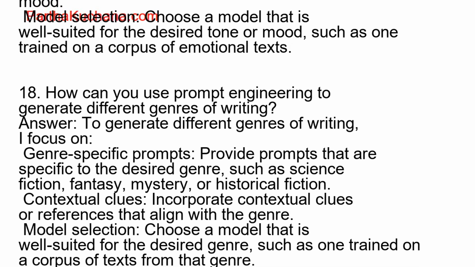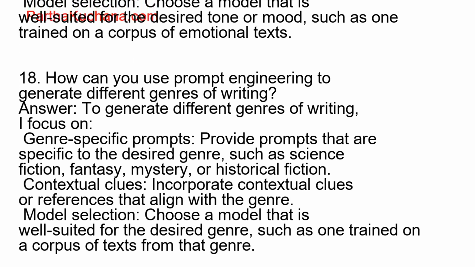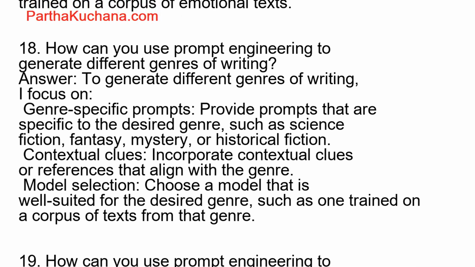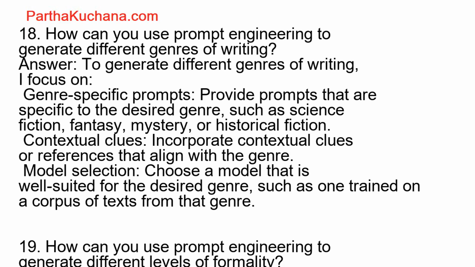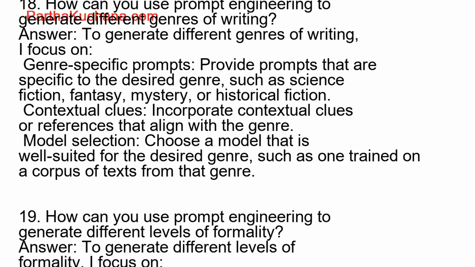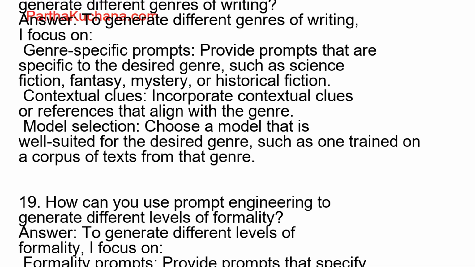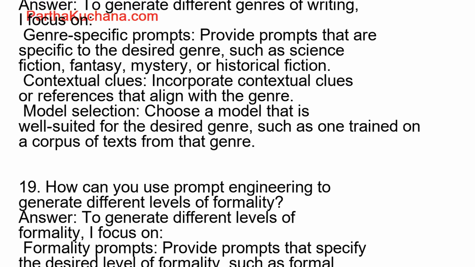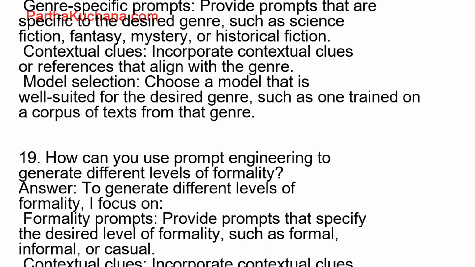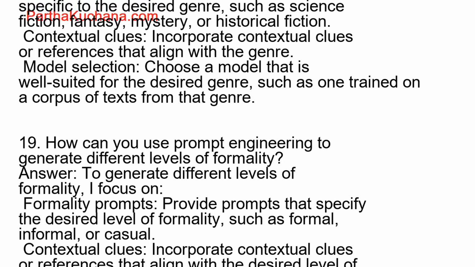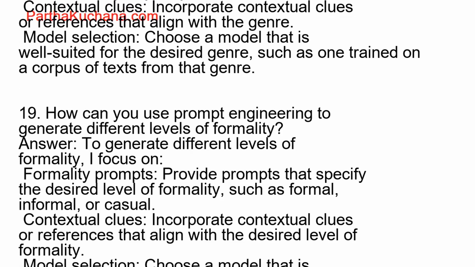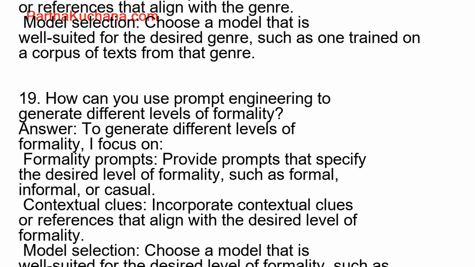19. How can you use prompt engineering to generate different levels of formality? Answer. To generate different levels of formality, I focus on formality prompts. Provide prompts that specify the desired level of formality, such as formal, informal, or casual. Contextual clues: incorporate contextual clues or references that align with the desired level of formality. Model selection: choose a model that is well suited for the desired level of formality, such as one trained on a corpus of texts from that formality level.